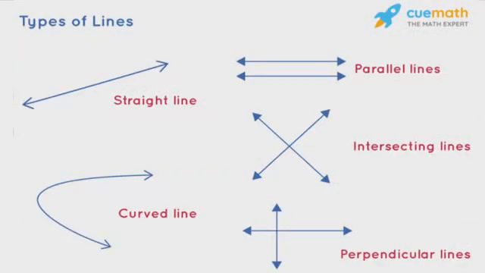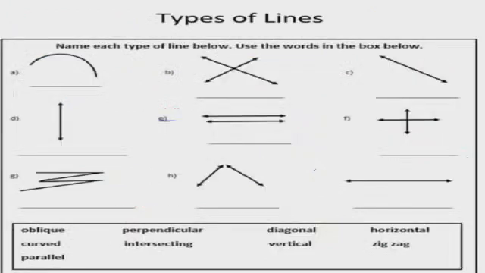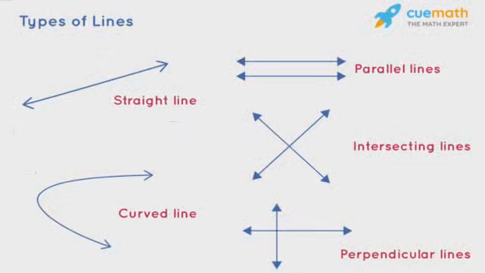Now, let's look at types of line. Here you can see straight lines, curved lines, parallel lines, intersecting lines, perpendicular lines. We also have vertical and horizontal lines, even diagonal lines, although it is not shown in this particular picture, but these are also types of line you have to know.